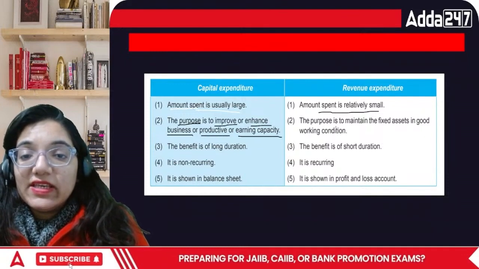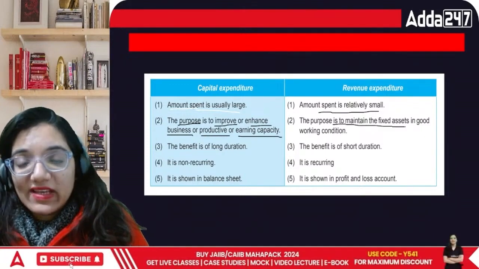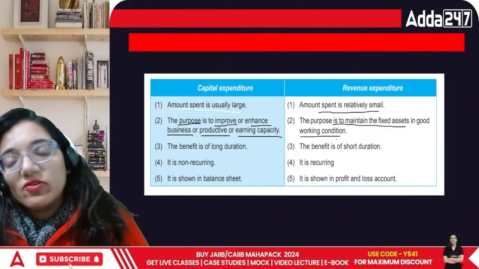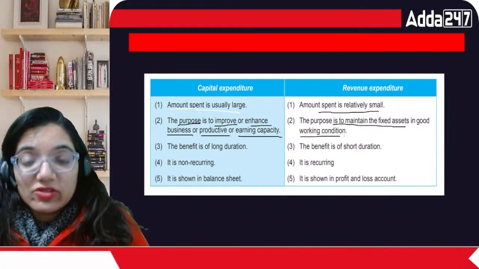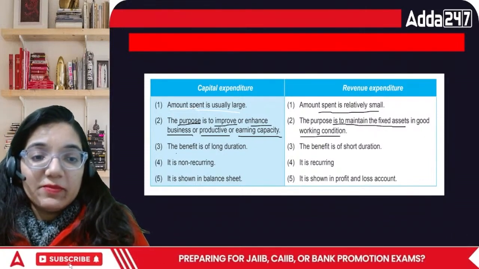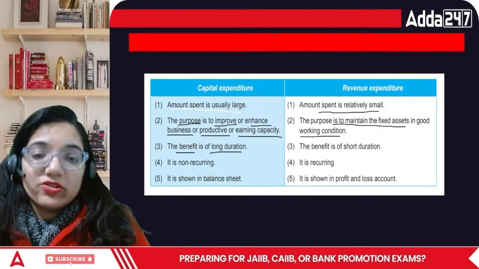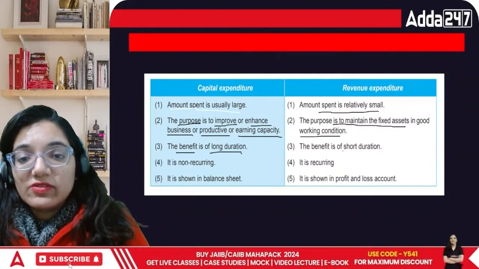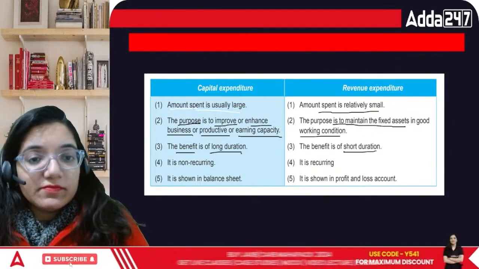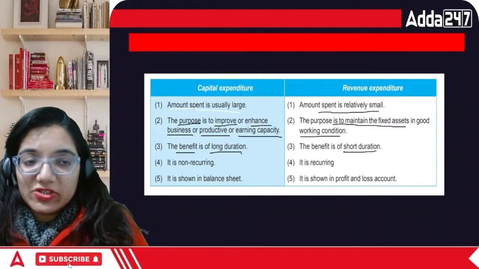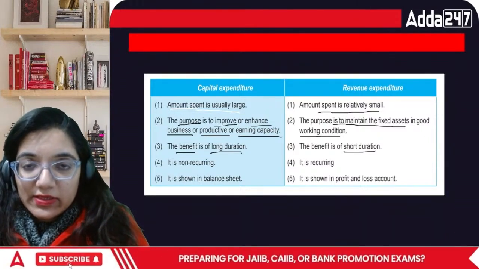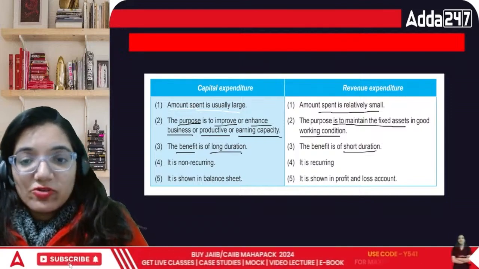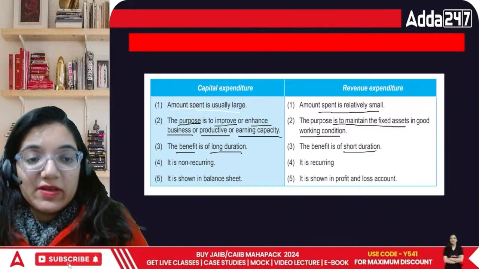The purpose of revenue expenditure is to maintain the fixed assets in a good working condition. We would always want the best condition for our fixed assets. The benefit of capital expenditure is of long duration, while this one is for short duration. You are doing a capital expenditure that will help you earn in the future as well, while short duration will help you to earn at this point of time.